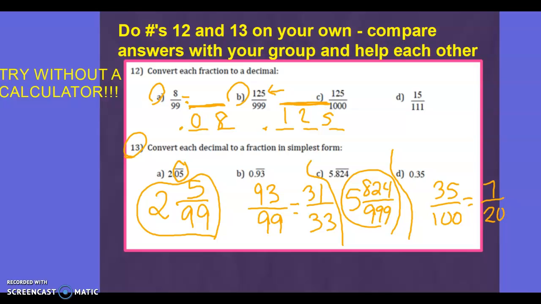Some can be a little bit tricky. This letter D looks like it is not repeating, but I could multiply the top and the bottom by 9 to make this a fraction over 999. That would give me 135 over 999. So since I can make it into a fraction with 9s in the bottom, it is repeating. This would be 0.135 with the bar over all 3 of them. So that's a quick summary of how you can convert fractions and decimals, including repeating decimals.